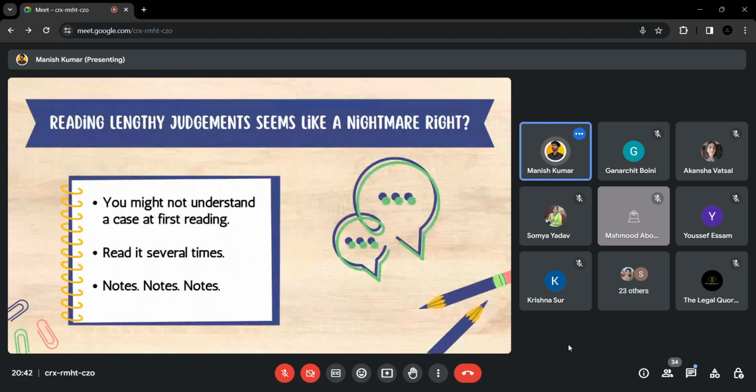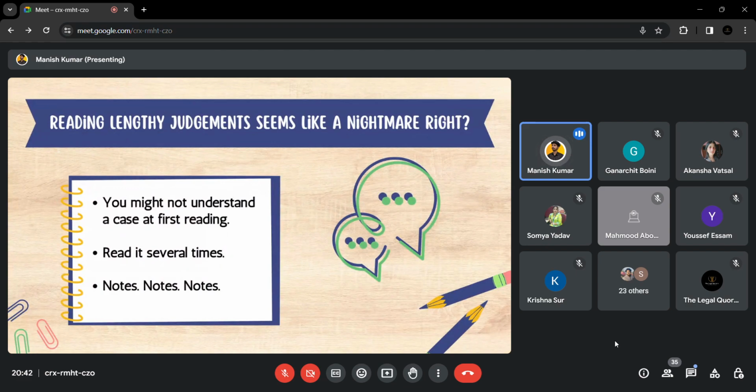Be it for law students, legal professionals, or any other person concerned, reading lengthy judgments seems like a nightmare, right? Ordinarily judgments are so long that we often feel bored while reading them. Some judgments are more than 500 or 1000 or beyond pages. So you need to accept that you might not understand a case at first reading, no matter what level of comprehension or grammar skills you have.